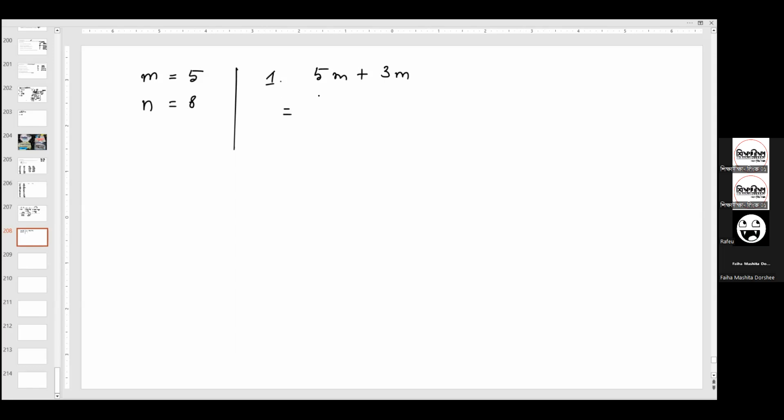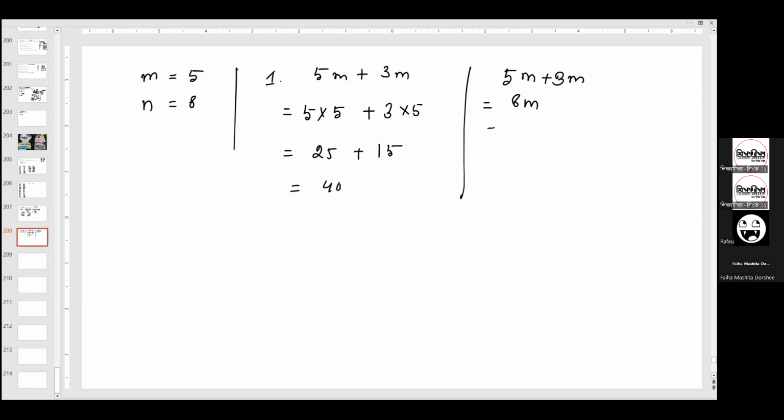So we can add them, actually we can write down 5 plus 3, 8m, but I'm not going to write down in that way. আমি just আগে ভ্যালু বসাবো, 5 multiplied by 5 plus 3 multiplied by 5, and now it is 25 plus 15, right? So 40. As if we consider it as a packet, same size packet, so we can say we have 5 packets and we have another 3 packets, so we have 8 packets altogether. If one packet costs 5 taka, we have 40 taka, right?